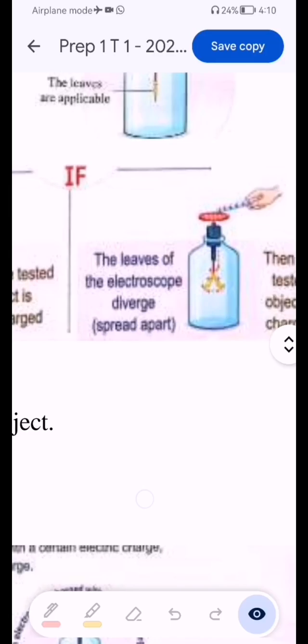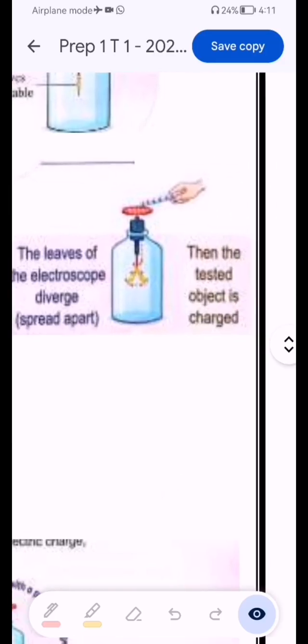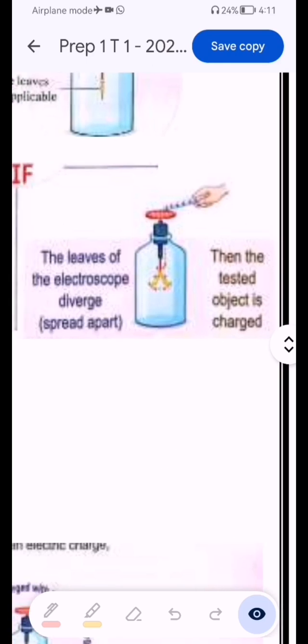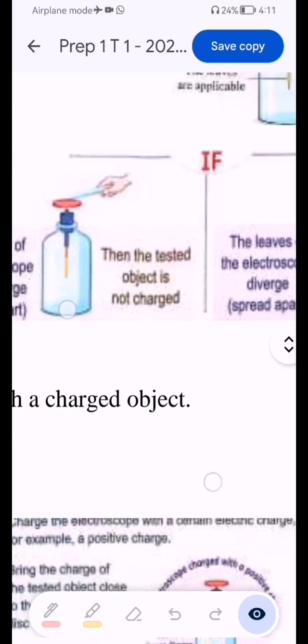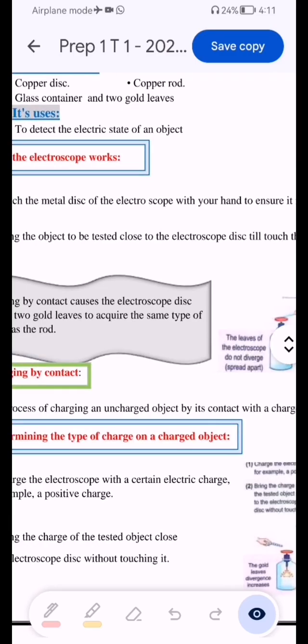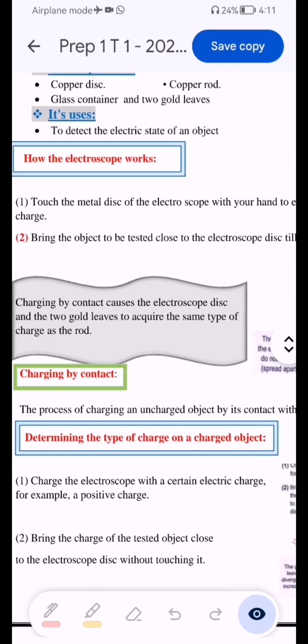But look at this. When we put the object, what happened to the golden leaves? They diverge. That means the object is charged. So the charges transfer through the copper and onto the leaves, so the leaves diverge. So the first use of this device is to know if the object is charged or not.